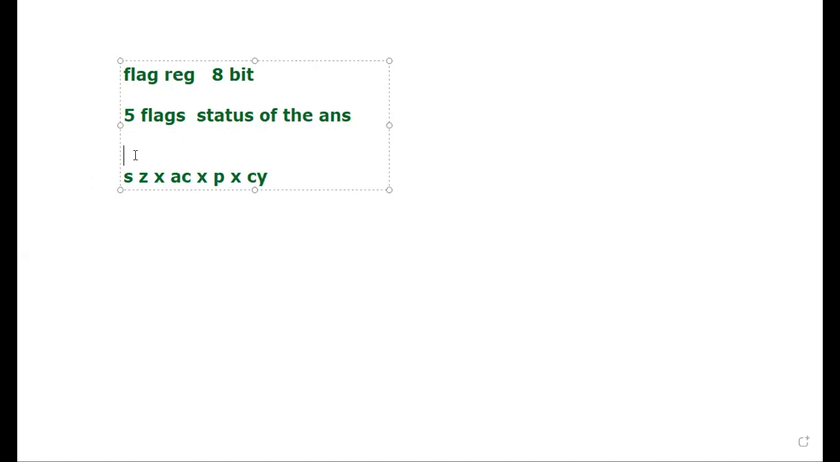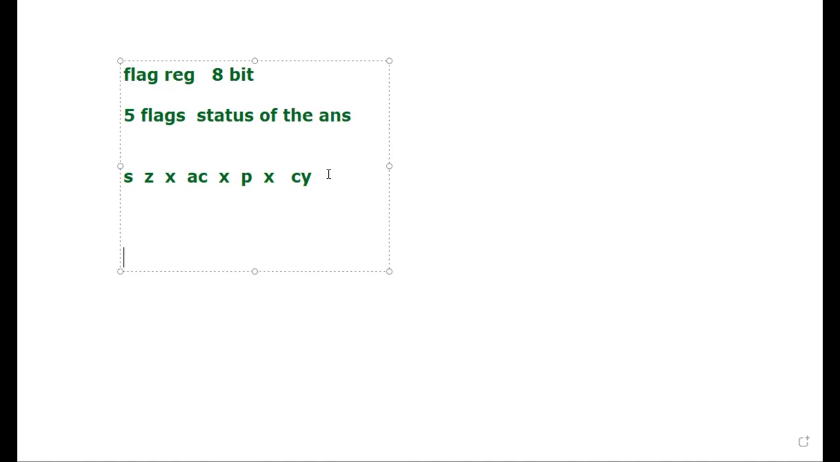So sign flag, zero flag, auxiliary carry flag, parity flag, and carry flag. These are basically the 5 flags. Usually 3 bits are unused: it is an 8-bit register and 5 flags are there. So fill in the blanks they can also ask. Or suppose the flag register value is so and so, interpret its meaning.